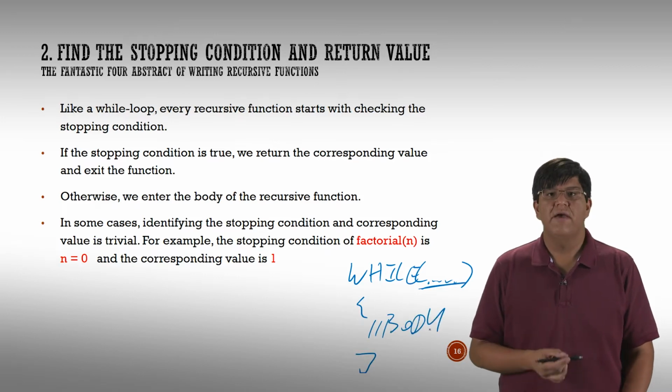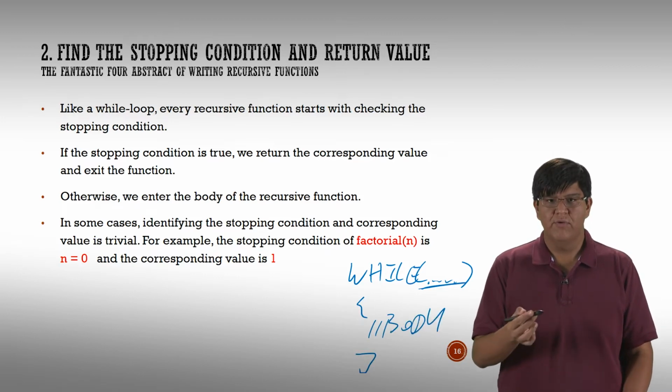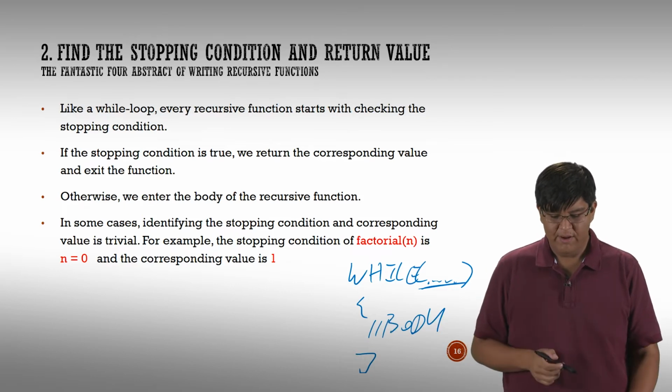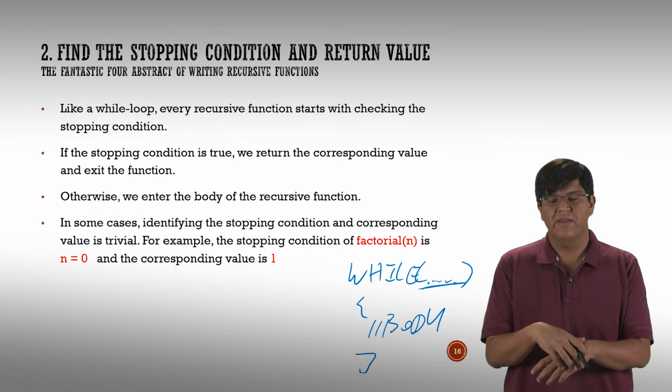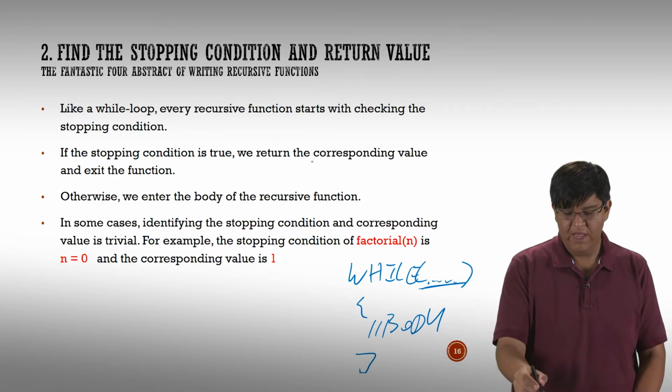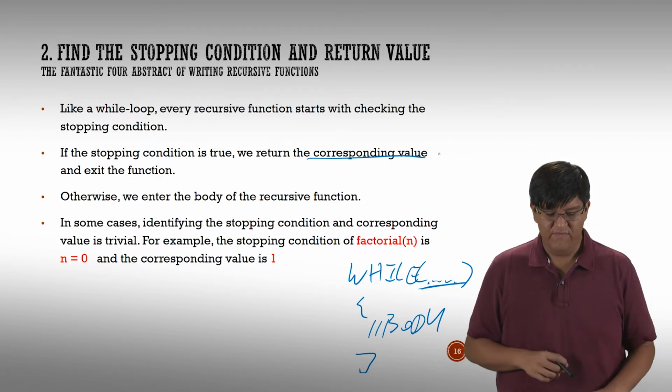Same thing with recursion. We need to have some sort of check to see whether we are at the point where we want to stop or not. So if our condition ends up being true, that means we want to return a corresponding value. We have something to give back to the user, if you would.